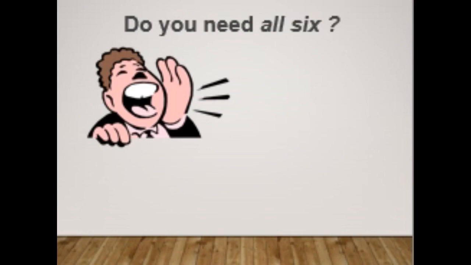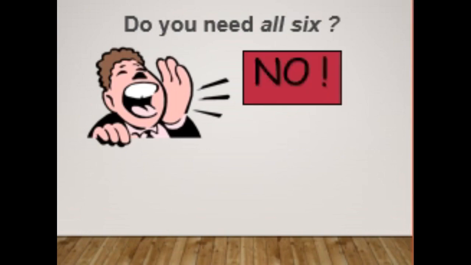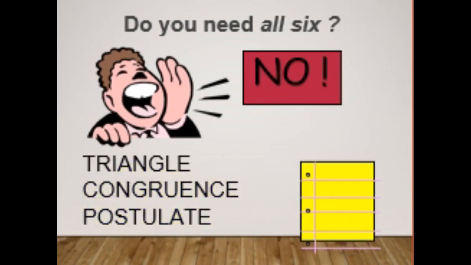Do you need all six? Alright, no! We say that two triangles are congruent if the six corresponding parts are congruent, right? However, we can have congruent triangles without showing all the corresponding parts of the two triangles congruent. And that is by the use of triangle congruence postulates. We have SSS, SAS, ASA, and AAS postulates. So these postulates will indicate a condition for any two triangles to be congruent. Okay?